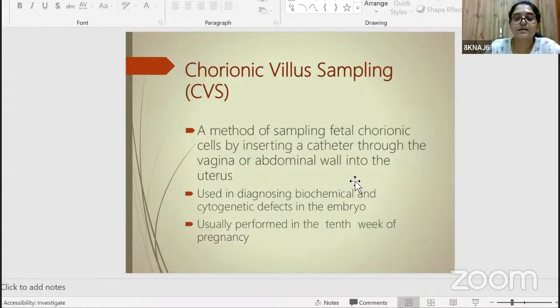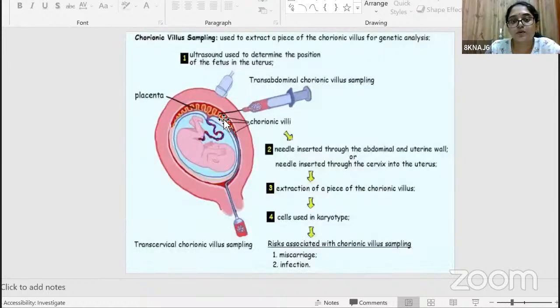And chorionic villus sampling is also similar, wherein the placenta is over here. This is the chorionic villus. With an abdominal scan, you insert the instrument and extract a piece of the chorionic villus, and then the karyotype is done. But having said this, this is quite a risky procedure because it is associated with miscarriage as well as infection to the fetus, and this is for sure.